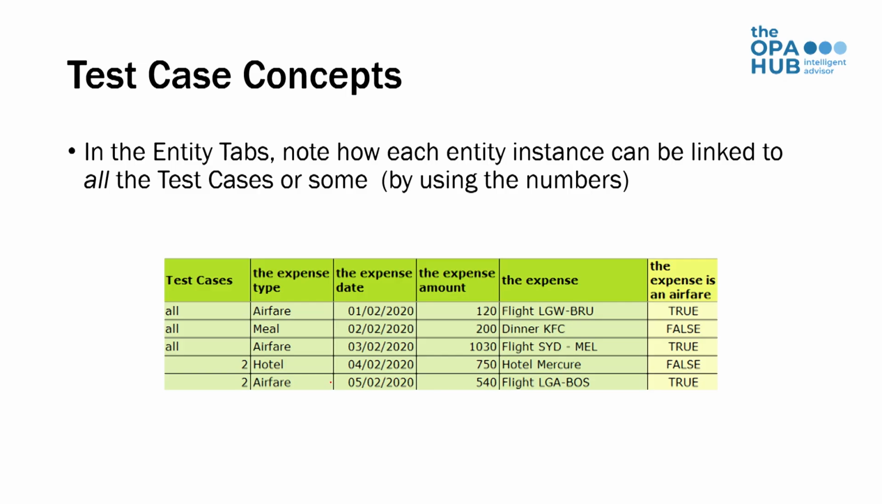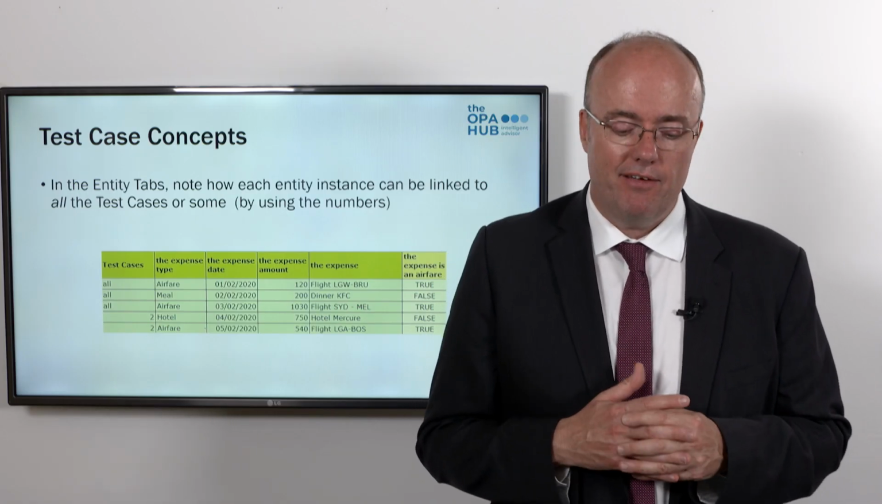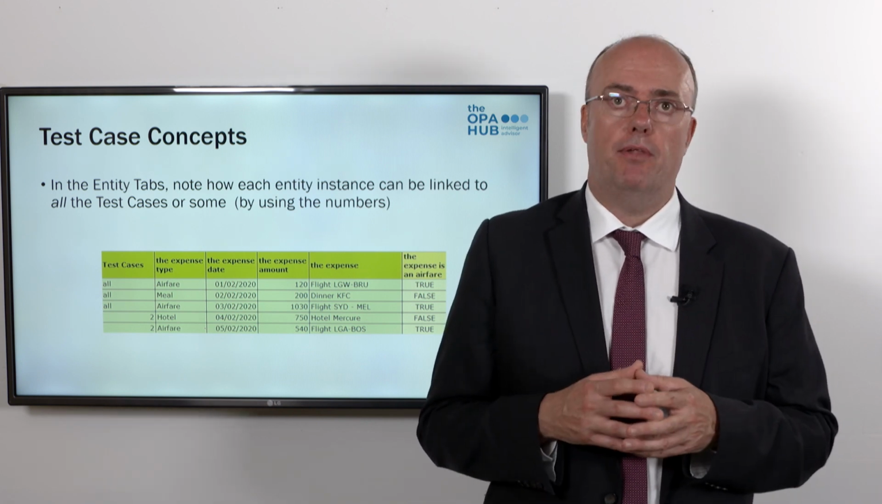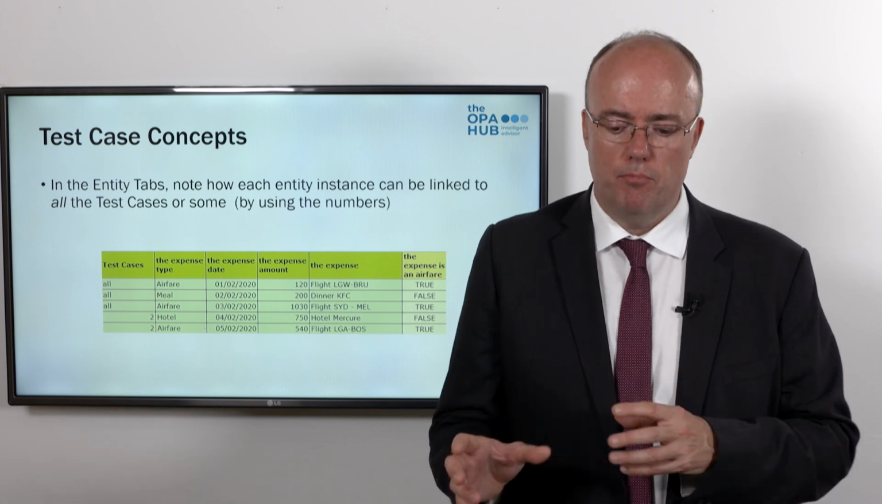Coming back to our presentation, when you're working with test case concepts, the fundamentals are this. Every test case has a number, and every entity tab can have rows that are connected to that test case. So in this case, you can see I have three expenses that apply to all scenarios and a couple that only apply to scenario number 2. You have to get used to manipulating those numbers.